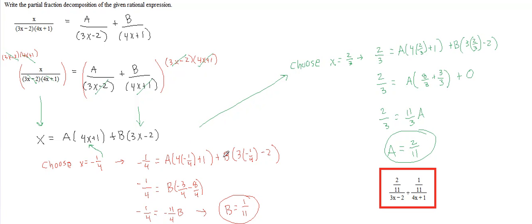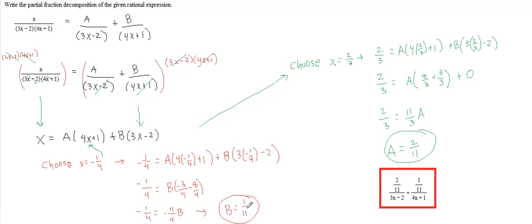Then I just had to solve for B. So I simplified that here. Negative 1/4 times 3 is negative 3/4 minus 2. 2 is the same thing as negative 8/4, so that became negative 11/4. Dividing by negative 11/4 on both sides, B became 1/11.